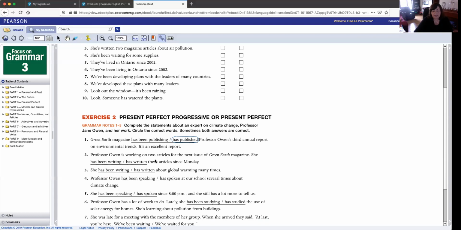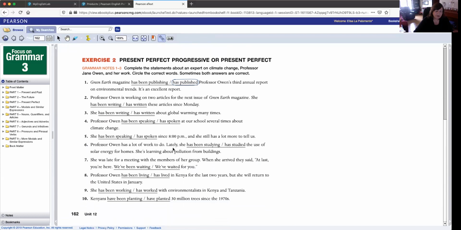Okay? If it said has been writing, I'm sorry, these articles since Monday. Please do numbers 3 through number 10 in your book for homework. Let's go to the next page.